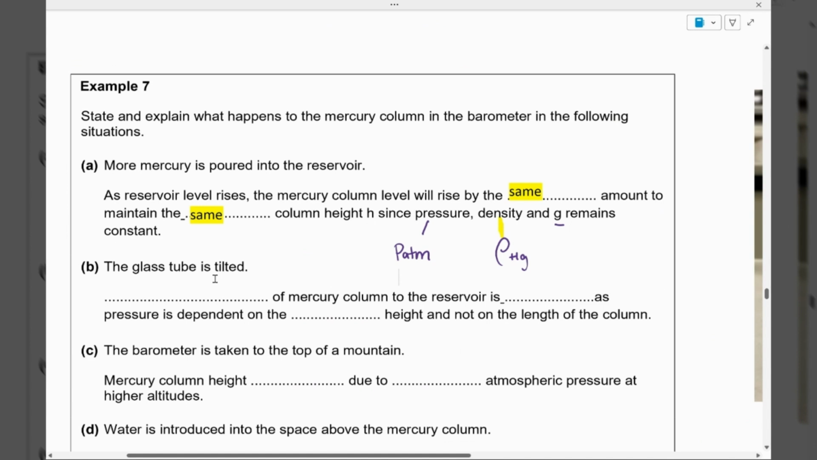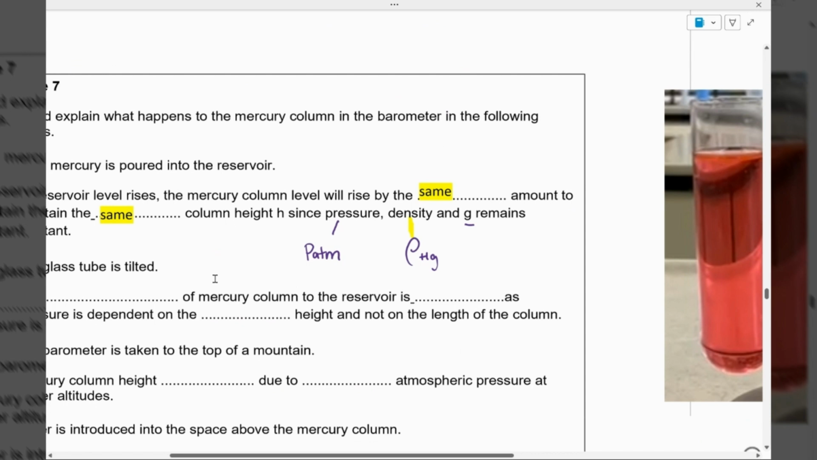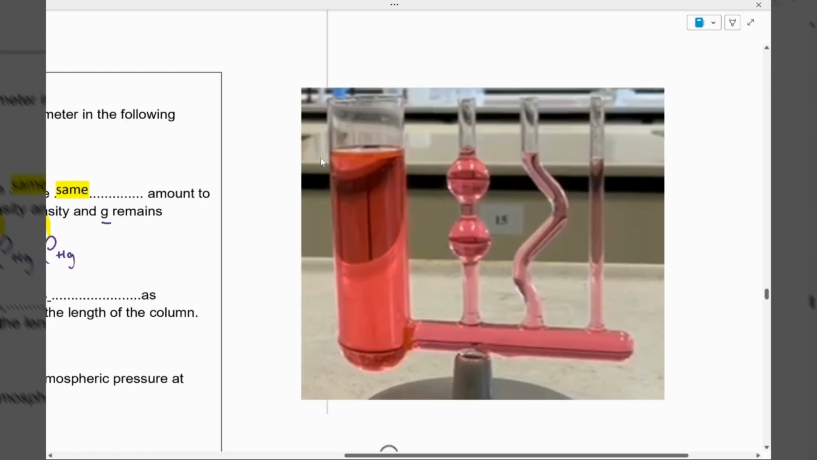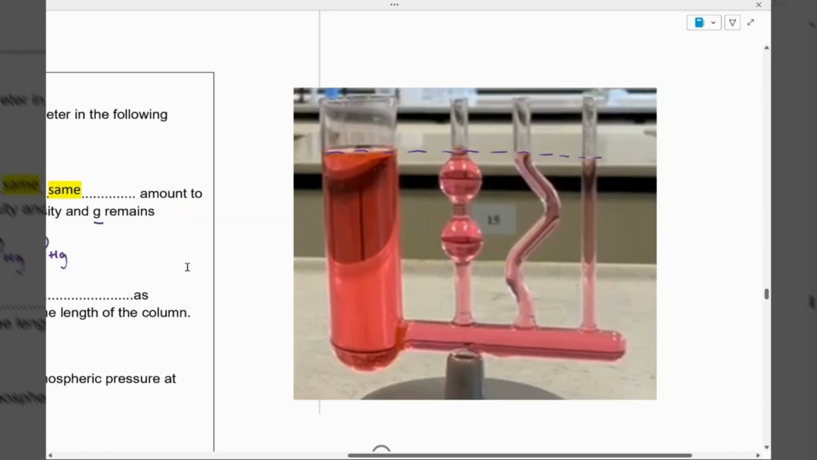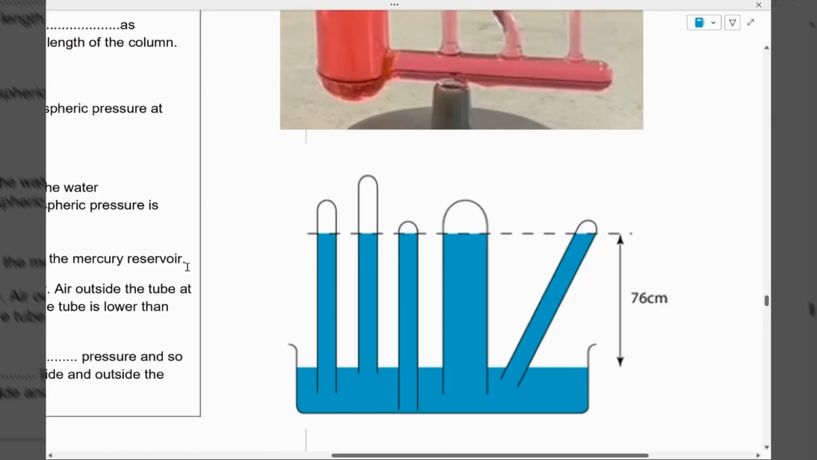Recall what you saw in our enrichment activity. In station 5.1, we have this setup where no matter what the shape or the diameter of the columns is, you can see that the water level remains the same because all of them are exposed to atmospheric pressure. So as the glass tube is tilted, this is still atmospheric pressure, this is still atmospheric pressure, this is still atmospheric pressure.